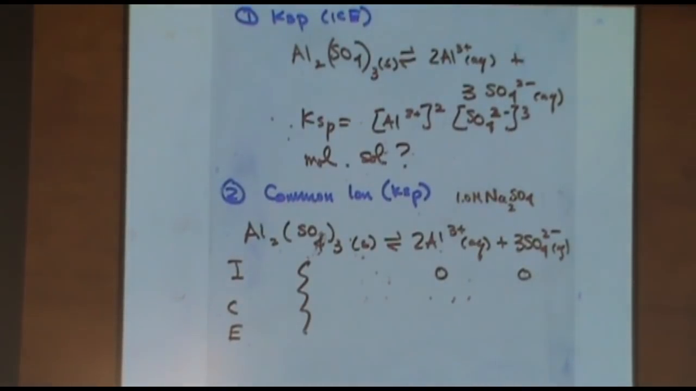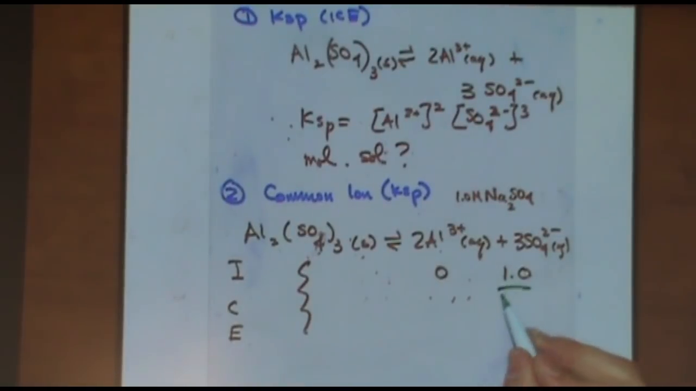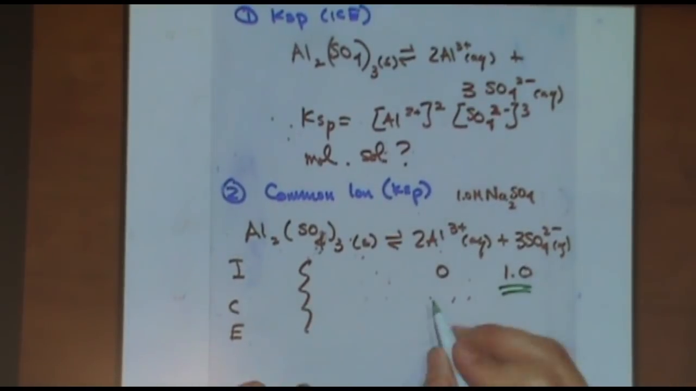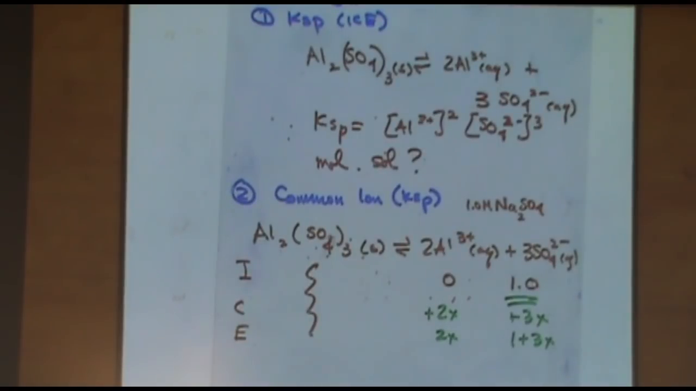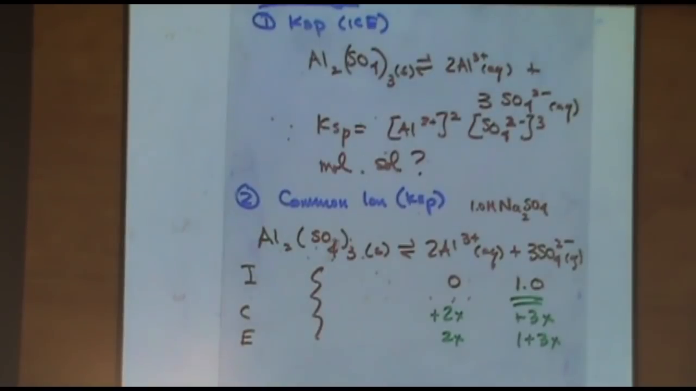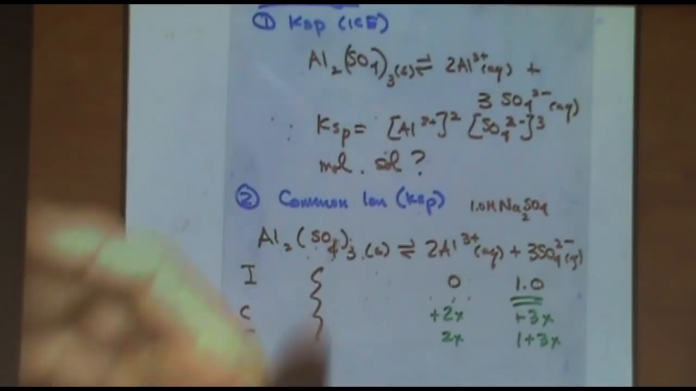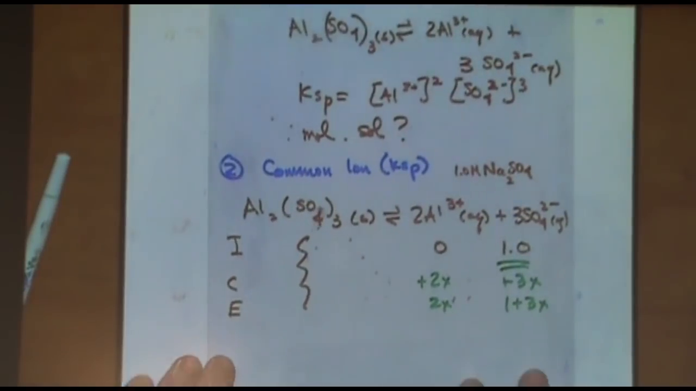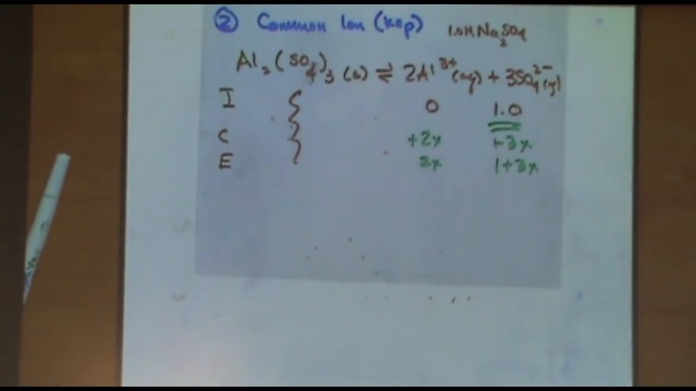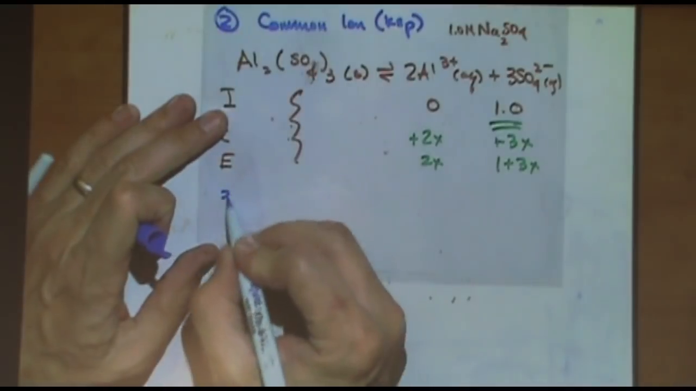So what does that do? That puts this 1 right there. So you get this right here, that's the common ion problem. Otherwise, you should be able to solve this: 2x, 3x, 2x, and 1 plus 3x. Is x going to be large or small right here? Small. Typical KSP problem, x is small. Okay? All right, so that'd be a classic common ion problem. That's good. Somebody asked me about common ion. I'm going to cross that one off too.